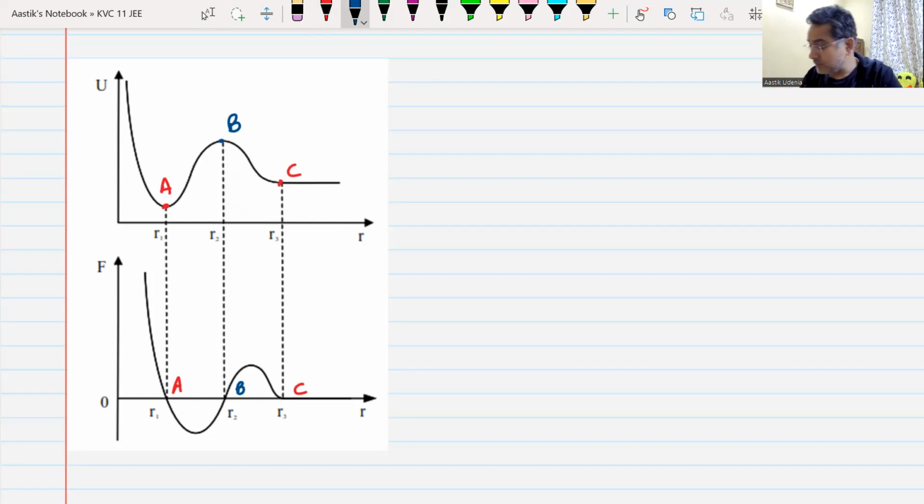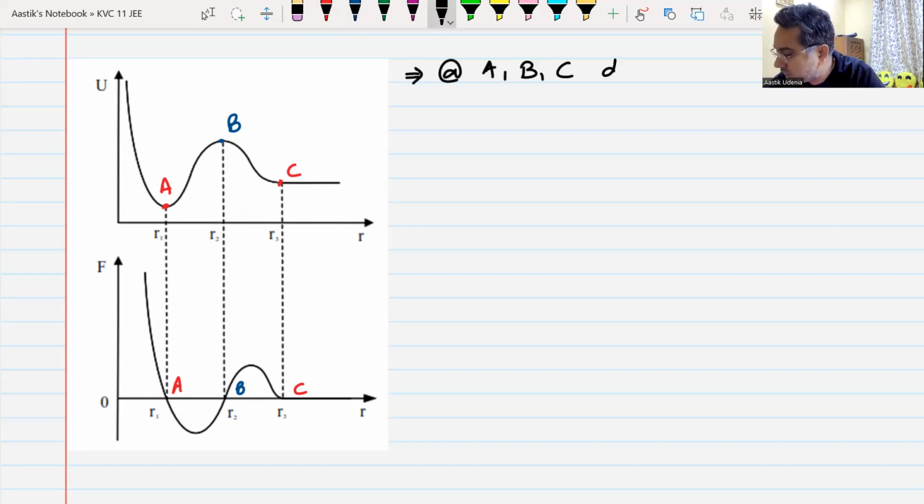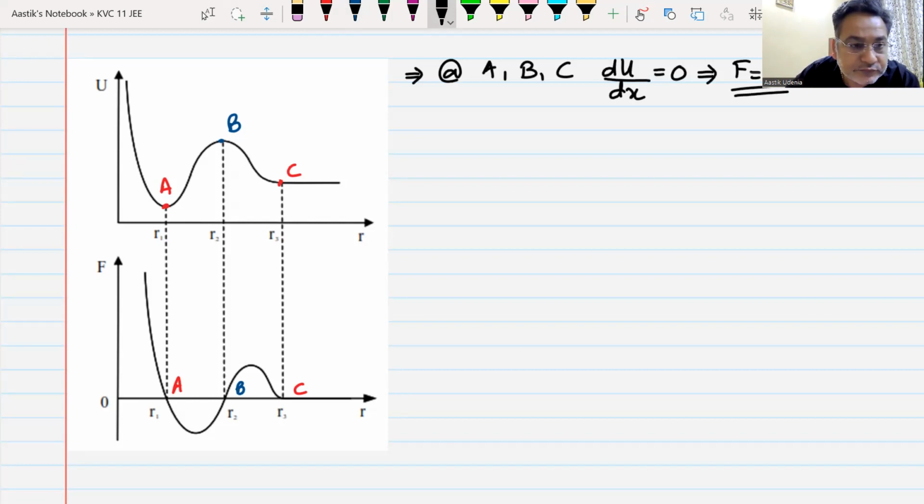Forces are zero. Why is it zero? Because at point A, point B, and point C, the slope of the graph, dU by dx, is zero. That implies the force is zero. You can see this, yes or no? Okay.